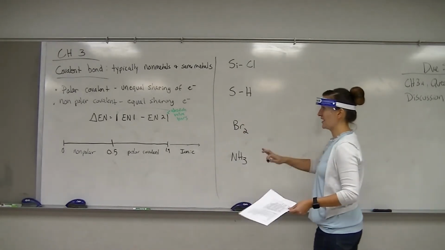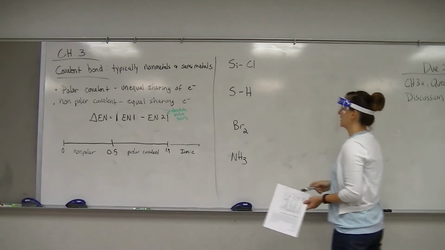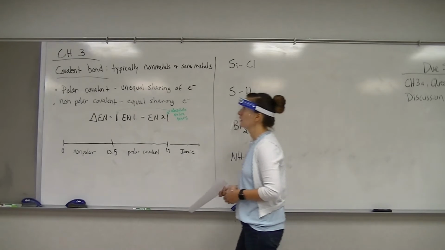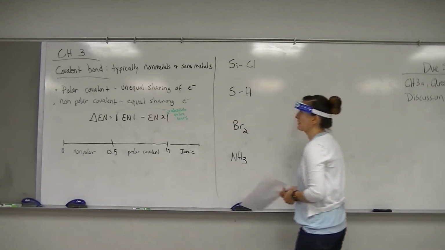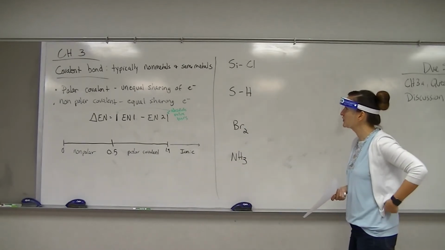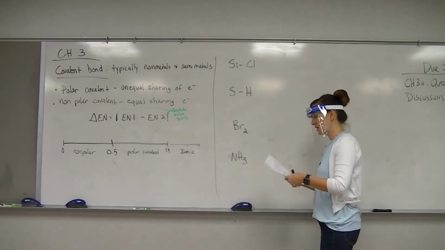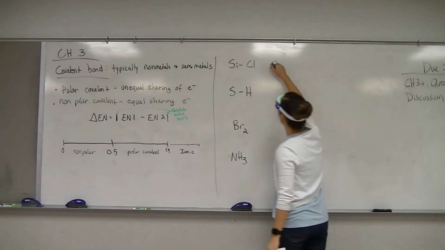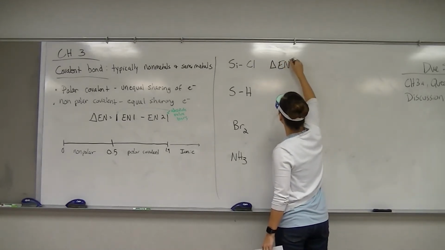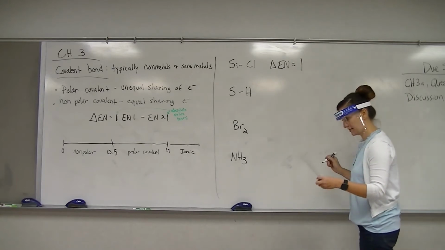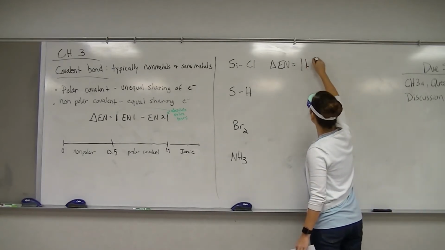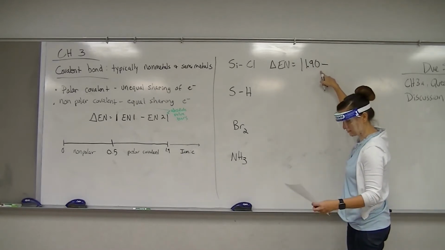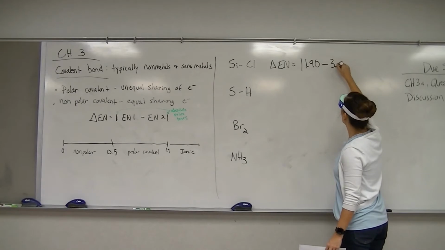Okay, so let's apply this. Let's see how it works. Looking at the first example, I have a silicon-chlorine bond. Silicon is a semimetal, a metalloid, and chlorine is a halogen in group 17, a nonmetal. So you just look up the elements present and then subtract. Silicon is 1.90, and looking at chlorine, we get 3.16.